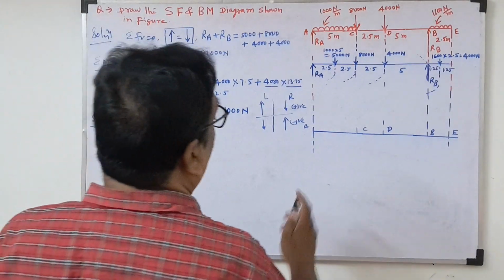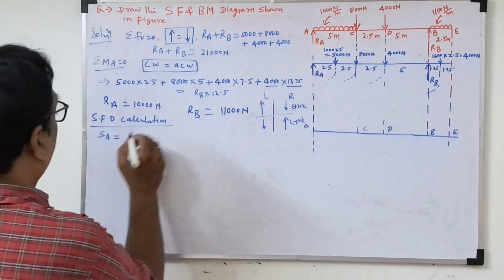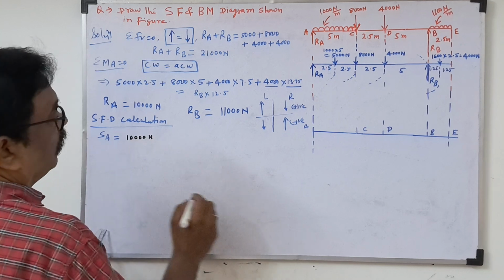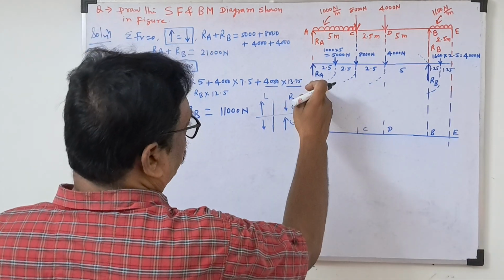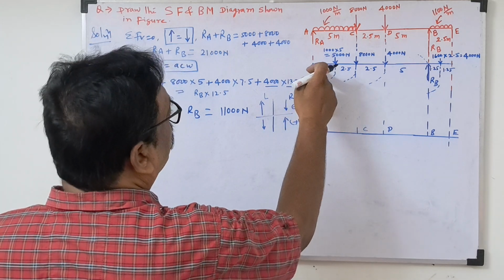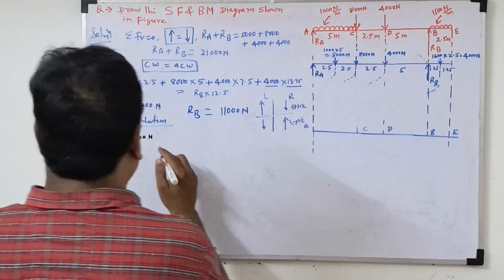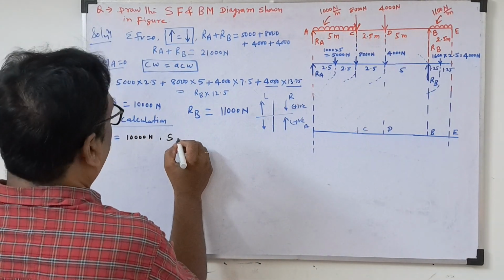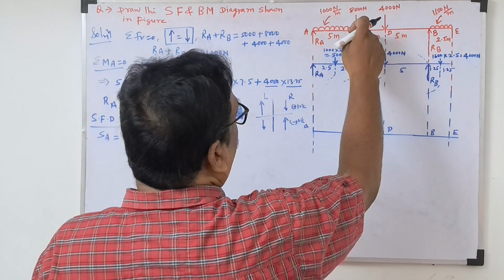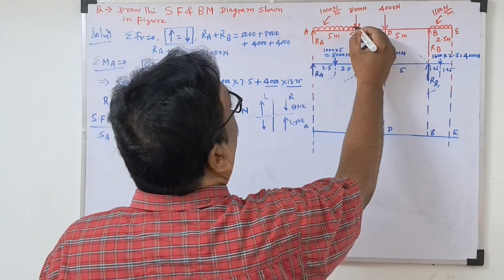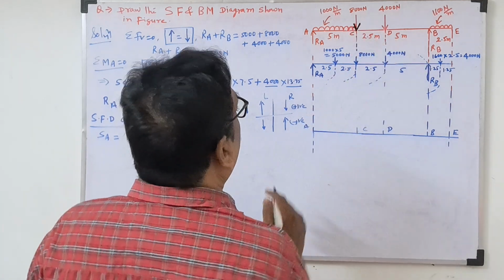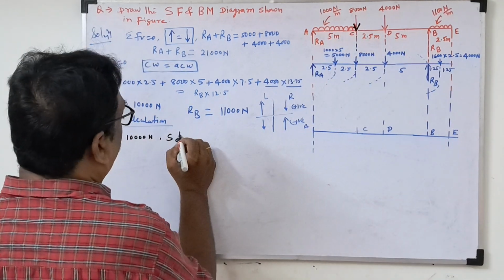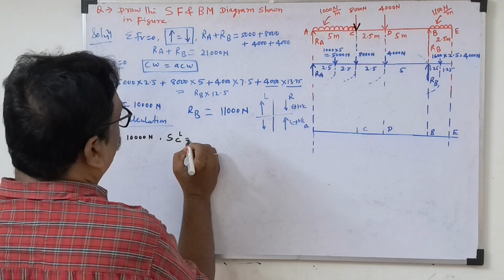Shear force at A. How much is it at A? 10,000 Newton. Why? Taking the left side, for shear force the left side upward force is positive. Now we'll take the shear force at C. At C, you see the point load and the UDL both are there. So if we take the left side, SC, L.